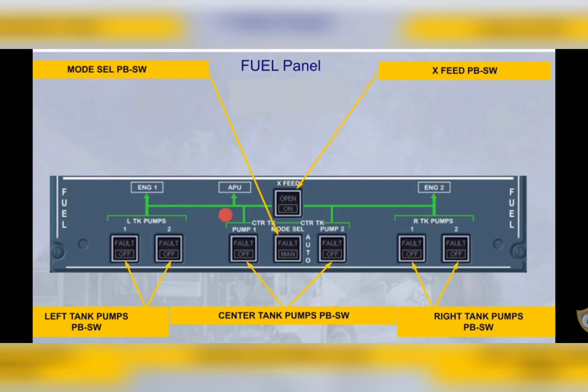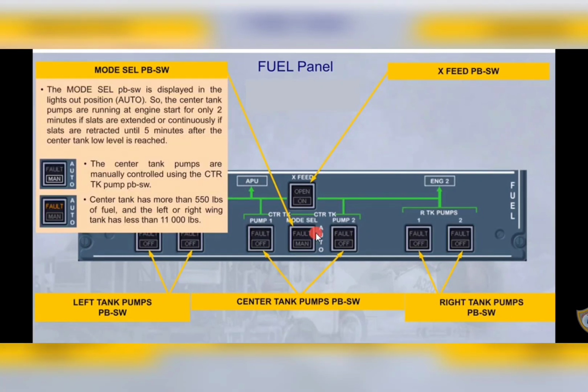We have left tank pumps, right tank pumps and center tank pumps, and then cross feed, and we have the mode selector switch. When the mode selector switch button is displayed in the lights off position, the center tank pumps are running at engine start for only 2 minutes. If slats are extended, they run continuously; if slats are retracted, until 5 minutes after the center tank low level is reached. The center tank pumps are manually controlled using the center tank pump push button.